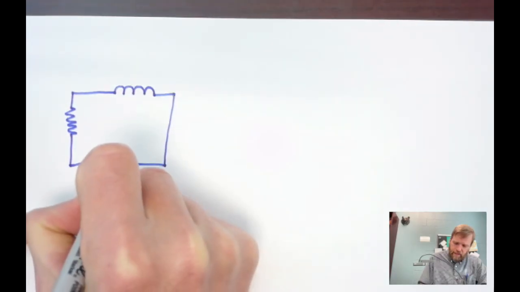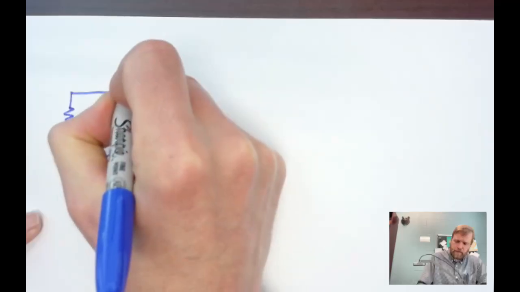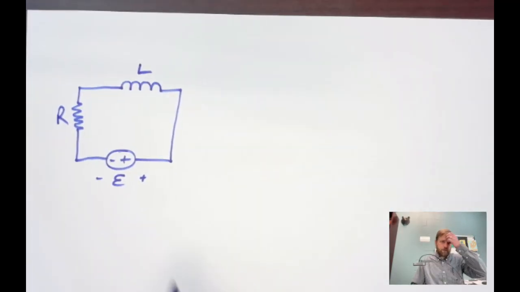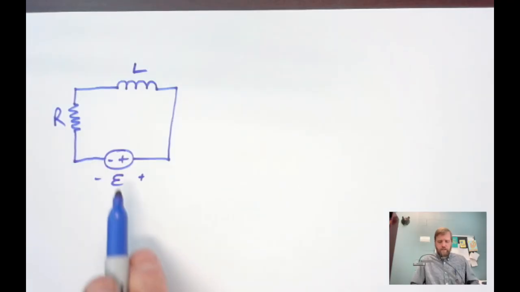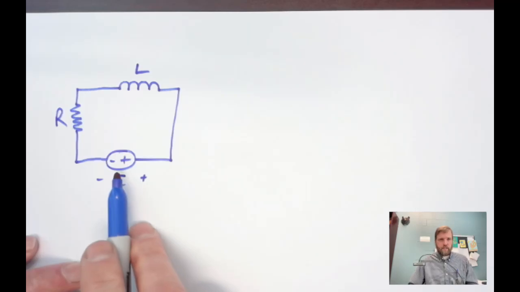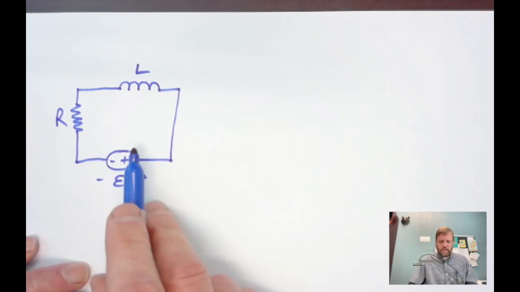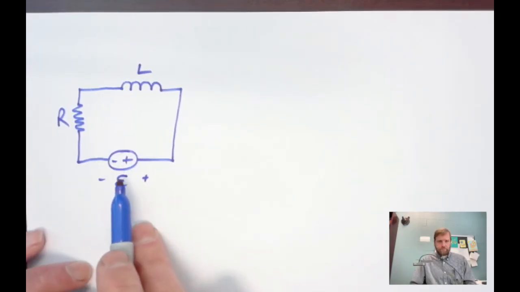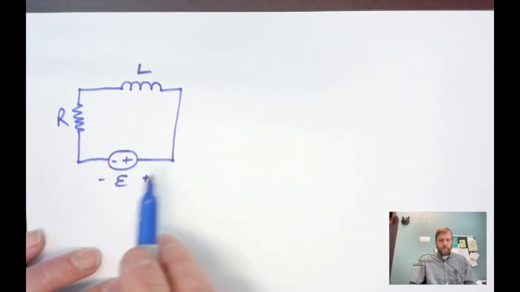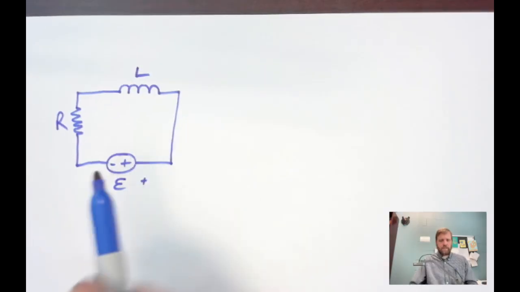Where I have some EMF here, and then this is my inductance, this is my resistance. Okay, so I got an inductor and a resistor. And in this case, we would start by charging everything, right? So we would have initially no energy in the inductor, all right? So we would start with no current, and then we would build up current, okay?